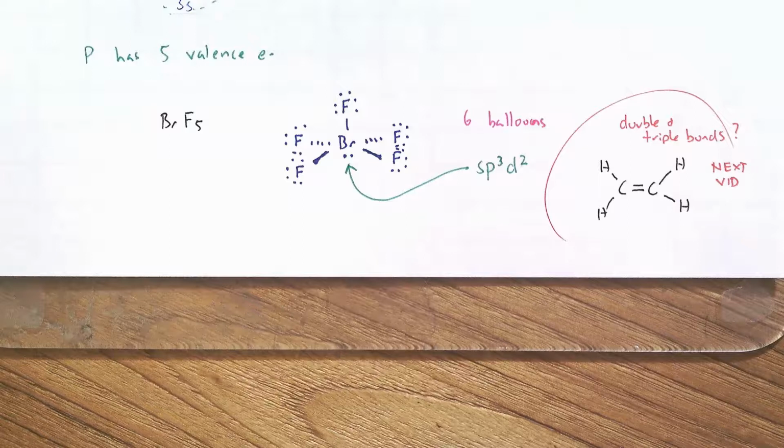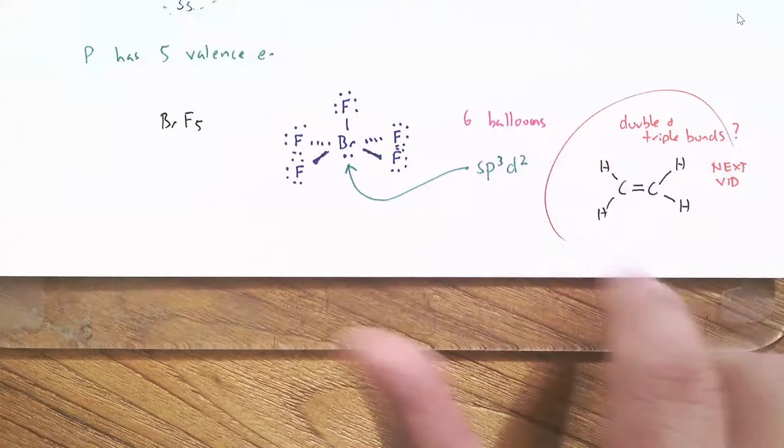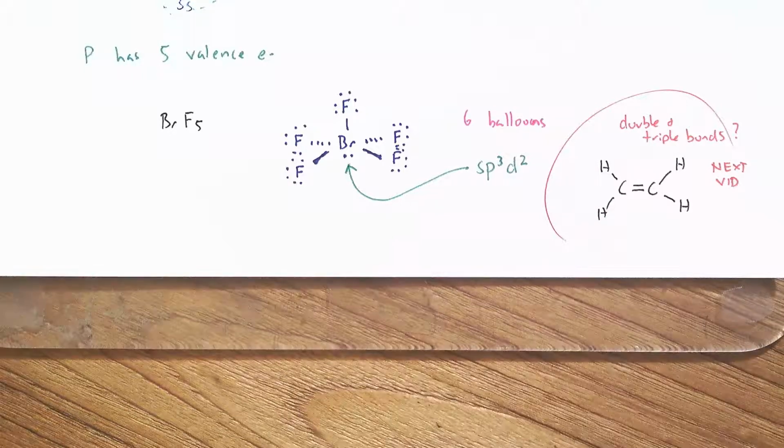All right. Still going to use valence bond theory, but now we're going to use valence bond theory after hybridization to give us access to double bonds and triple bonds. And I'll show you how to do that.